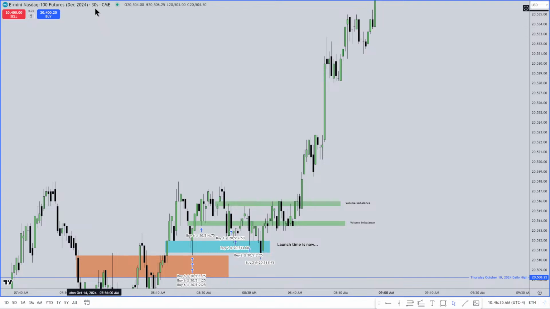Okay, why a 30-second chart? Why not a 15-second chart? Because the price is a little bit cleaner, a little bit more refined. A 15-second chart's a little bit more spotty in here. Spotty means that there's a lot more volume imbalances.